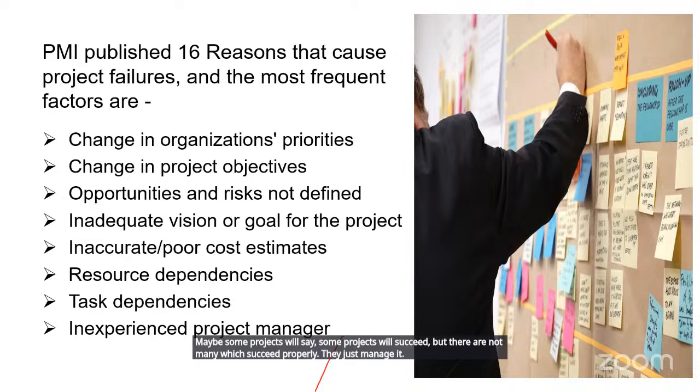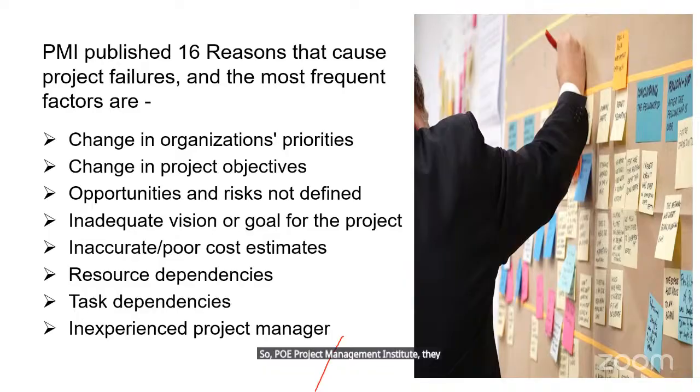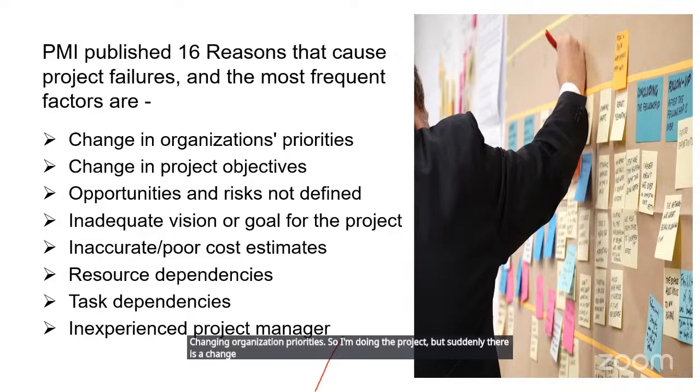The Project Management Institute, PMI, published 16 reasons that cause project failures. And out of that, some of the most frequent factors are change in organization priorities. So I am doing the project, but suddenly there is a change in organization priorities and they want to do another project.